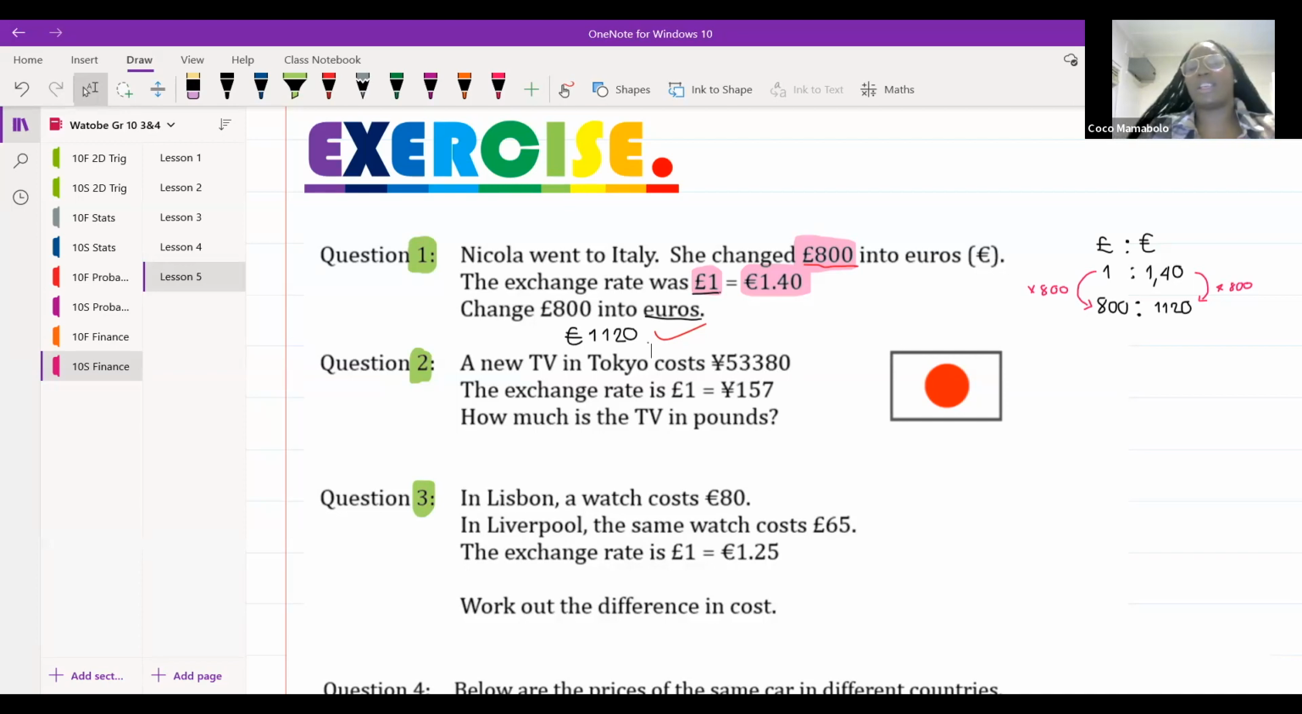Okay, let's get into the next couple of questions we've got here. Remember, we're going to take everything and turn it into a ratio. It says here, a new TV in Tokyo costs 53,380 yen. The exchange rate is £1 is to 157 yen. How much is the TV in pounds? We're going to set up a ratio comparing pounds to yen.